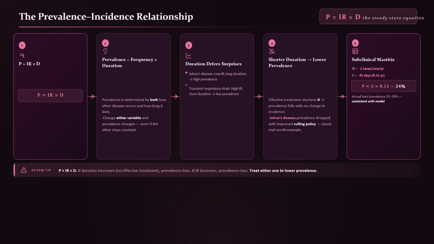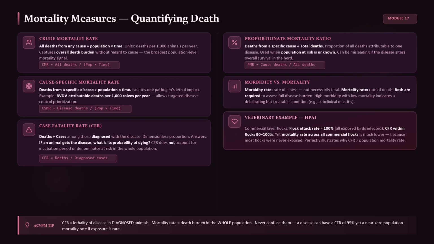P is I times D. I is P over D, and D is P over I. They'll hand you two values and ask for the third, so practice solving in every direction. Time on who gets sick.